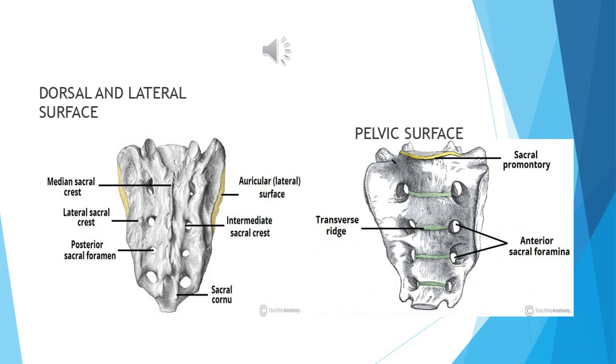If you see this picture, you can see the wide base and the narrow apex. And the apex is going to articulate with the coccyx and form the sacrococcygeal joint. And the dorsal surface is irregular. You can see so many ridge-like areas there, so it is rough. And on either side, again, the irregular part of the bone, that is the lateral surface or auricular surface, that part is going to articulate with your ilium.